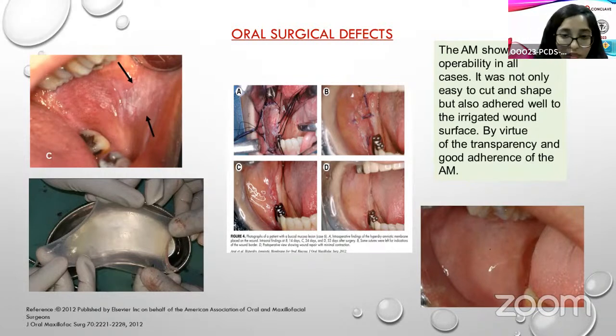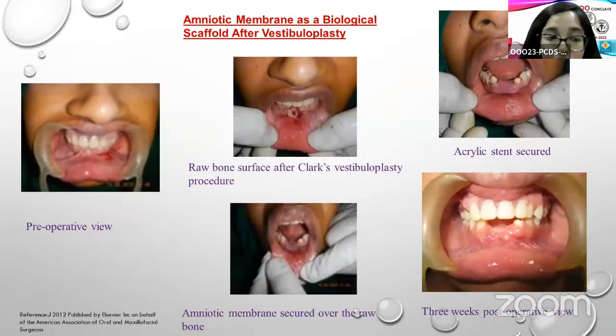Amniotic membrane in vestibuloplasty: we can see the image of a shallow vestibule. For this, Clark's vestibuloplasty was performed. On the raw bone itself, amniotic membrane was placed and sutured under LA, and then an acrylic stent was placed over it. At 3 weeks post healing, there was very mild pain for the patient, there was no scarring left, and epithelialization was good.